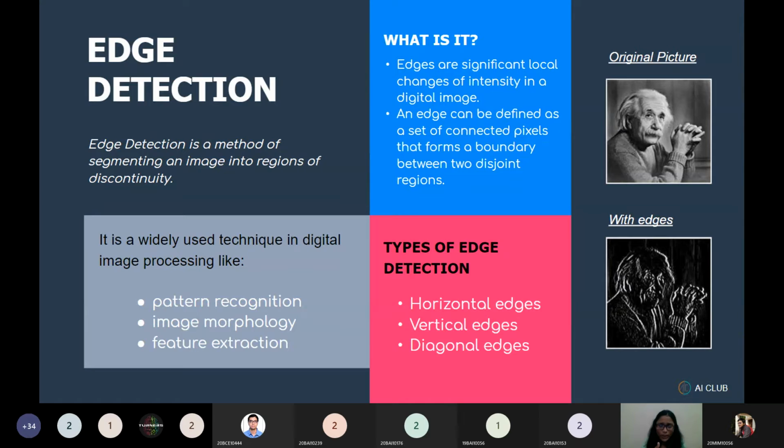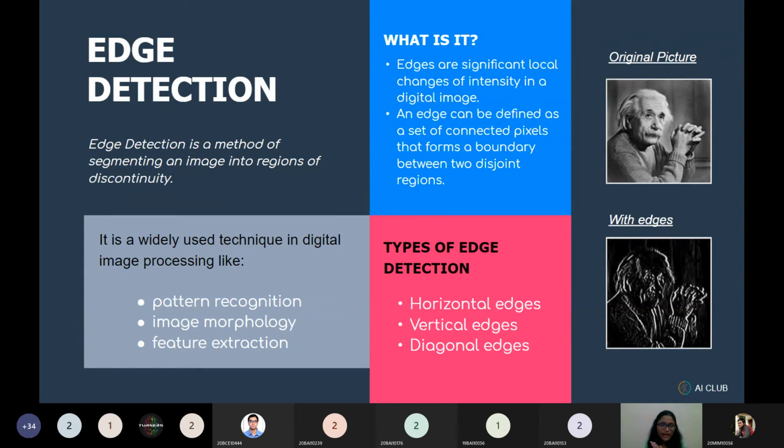And where are we using it? We are using edge detection to recognize patterns, as I told you, image morphology and feature extraction. See, I told you that you can divide your image into regions, and then extract those regions and perform various operations that you want. So these are the applications of edge detection, and they are of three types: horizontal edge detection, vertical edge detection, and diagonal edge detection. And these terminologies are pretty clear to you all. So that's the thing with edge detection.